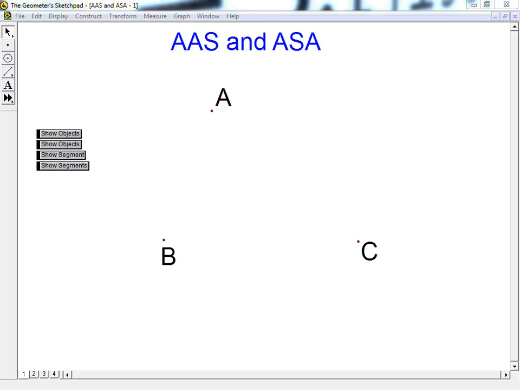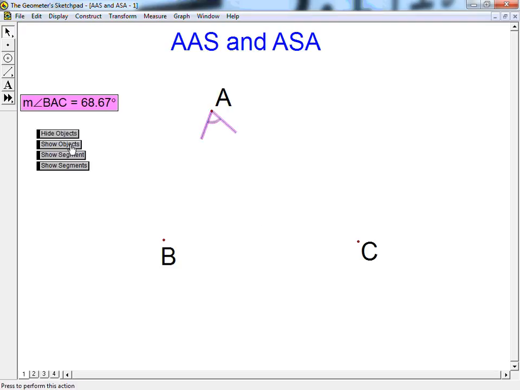Guys, so our notes for today are going to be called angle, angle, side, and angle, side, angle. Just like I've been doing, we make a little visual and then we formalize it. At least the title, you guys have it: angle, angle, side, and angle, side, angle.